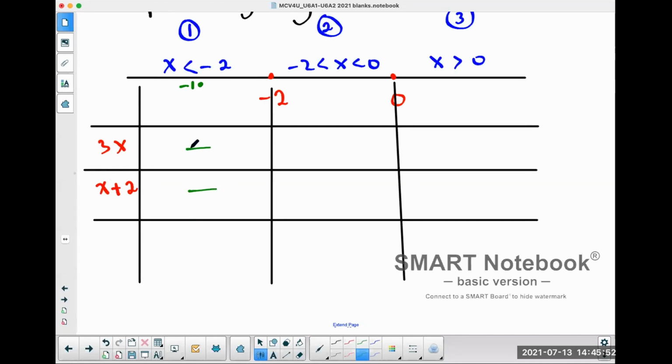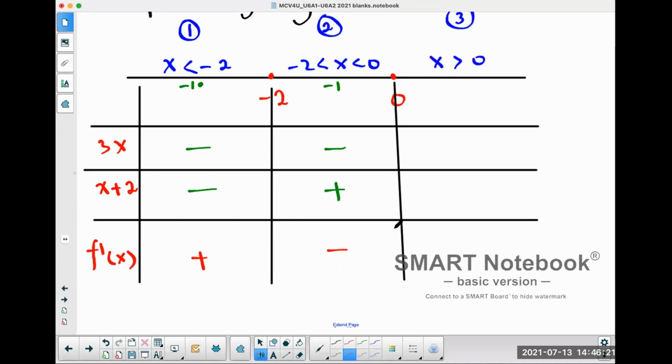Negative times negative means the derivative is going to be positive. A negative times negative is positive. Now I pick a number between -2 and 0. I'm going to pick -1. That's going to be negative because -1 times 3 is -3. -1 plus 2, though, is going to give me a positive number. A negative multiplied by a positive is going to give me negative.